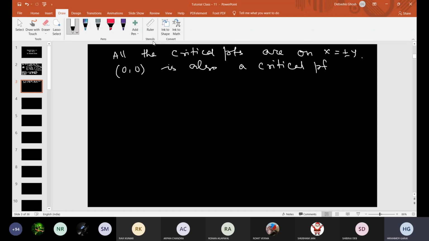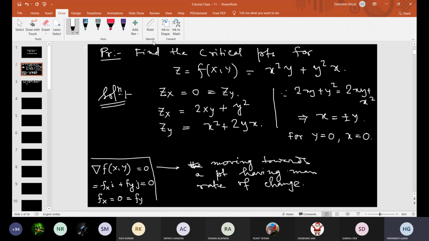Now, for this point 0, 0, if you are considering the nature of it, we can see that z has its form. Near your 0, 0, if you put y equals to x, then you have x cube plus x cube, that is 2x cube.